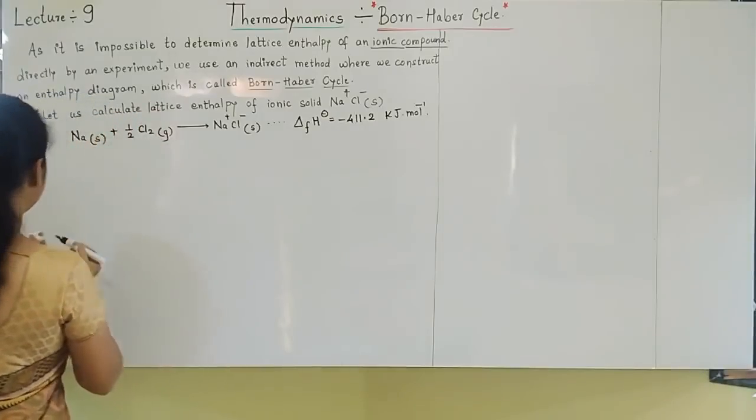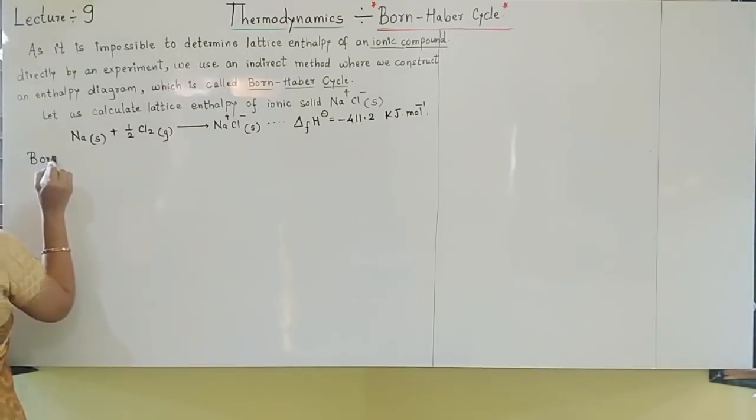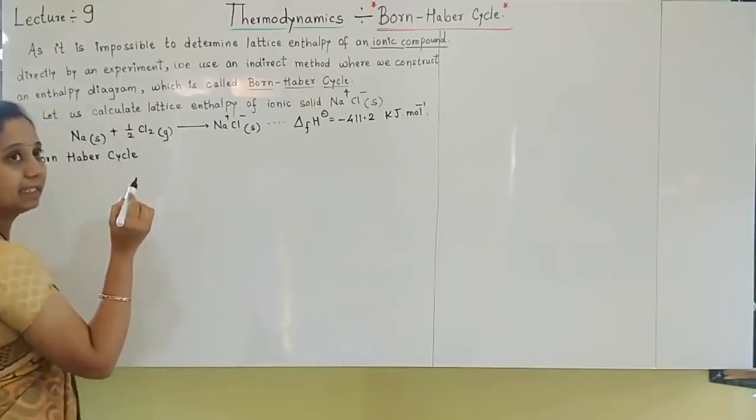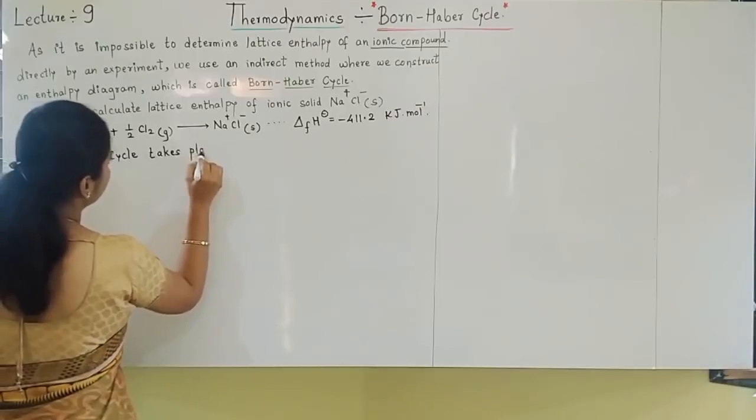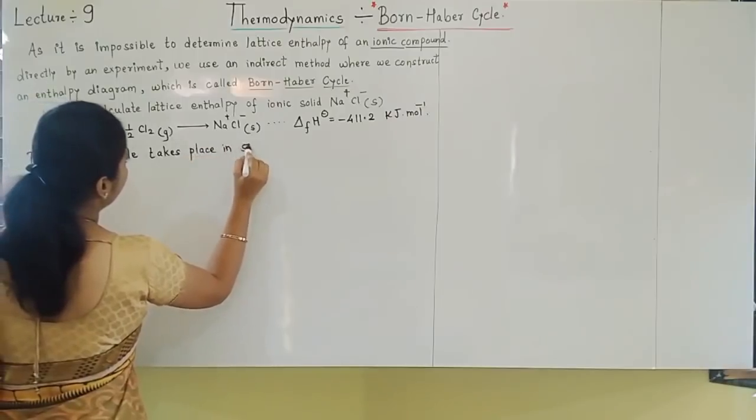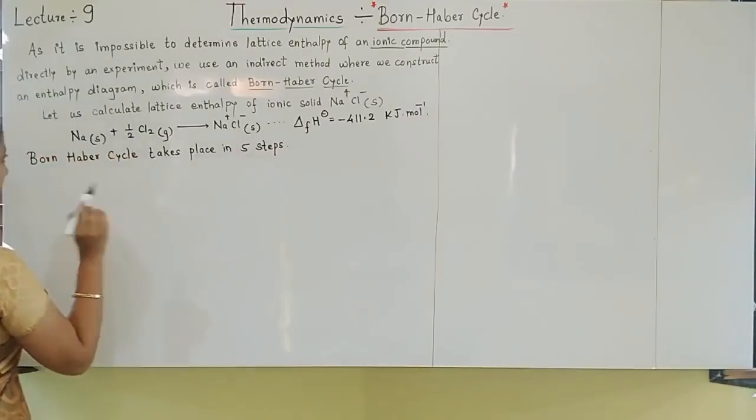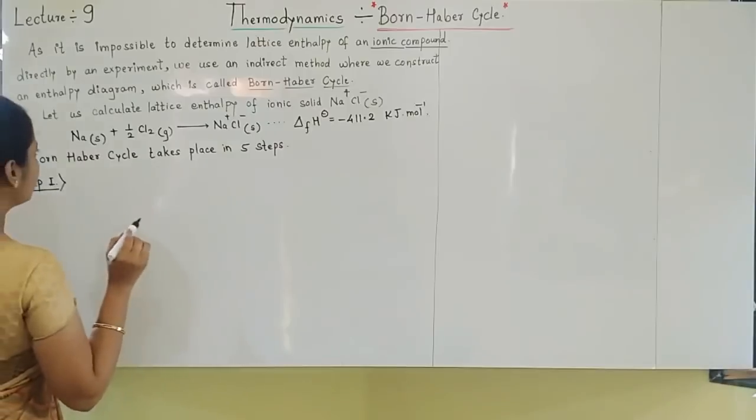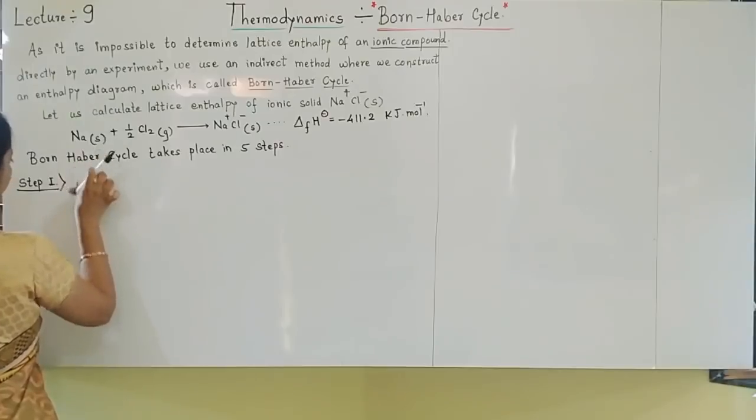this Born-Haber cycle takes place in 5 steps. Understand the steps, friends. The Born-Haber cycle takes place in 5 steps. I will write them step wise, because a 5 marks question will be asked, and they also expect these 5 steps from you. So the first step is ionization, not ionization, sublimation.